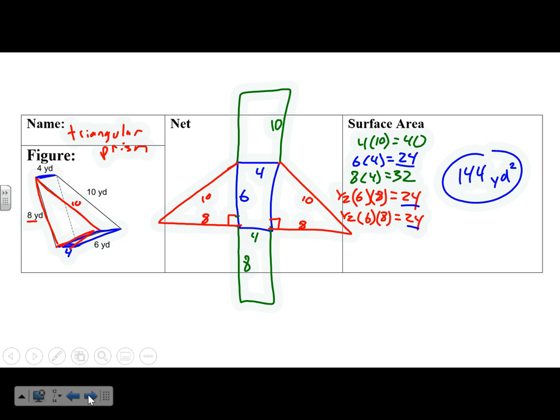You find the area of all those. Just make sure the two bases for this are triangles. So to find the area, it's 1/2 base times height. It's not just length times width.